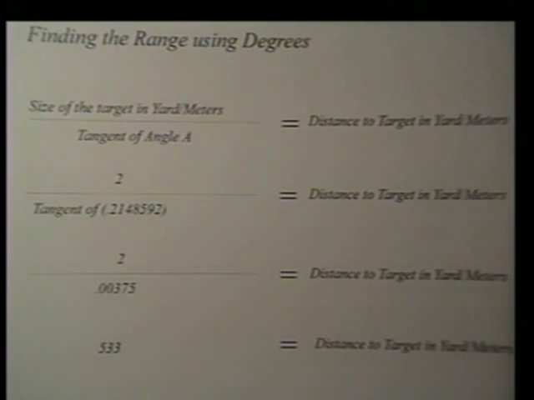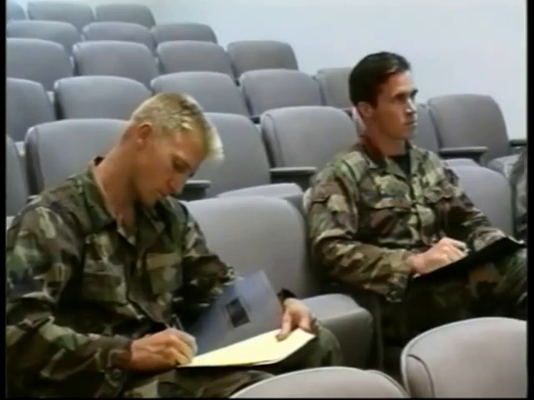All right. Notice it's jumped over a couple of decimal places from our mil, 3.75, and if you just go ahead and do the math, you'll say 533 yards or meters to the target. So that's doing it in degrees. Back to reality, a little simpler method.